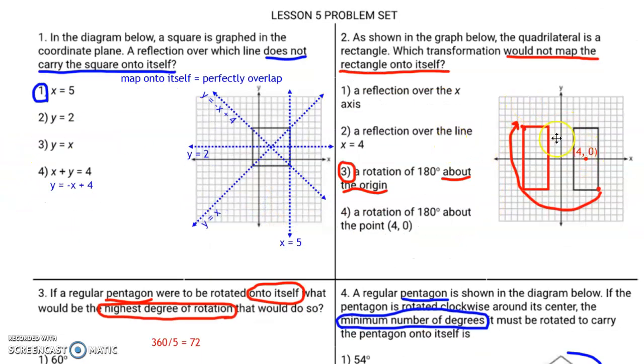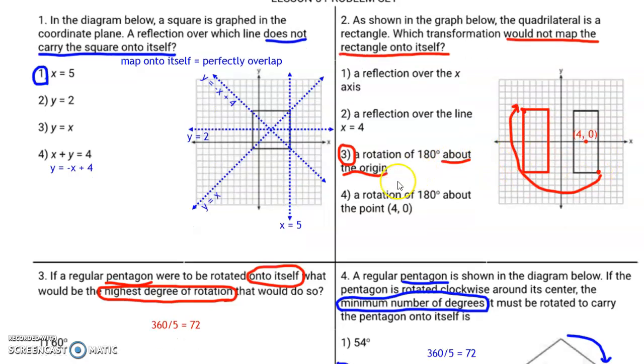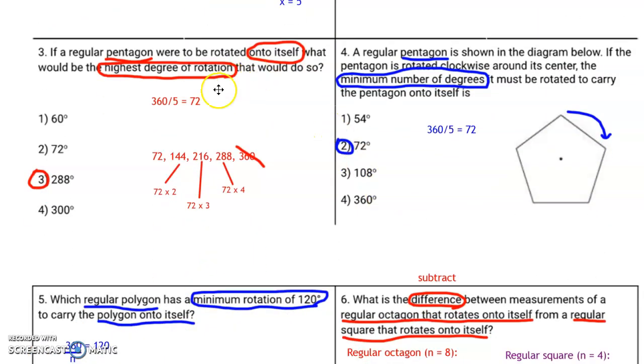For number 2, it's asking which would not map the rectangle onto itself. If I reflect it across the x-axis, or reflect over the line x equals 4, or even rotate it 180 degrees around that center point, it's all going to map onto itself. However, if I rotate it around the origin, it's going to come over here. That's not mapped onto itself. It's not perfectly overlapping.